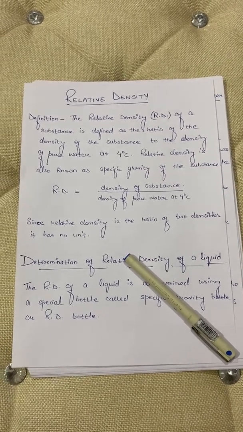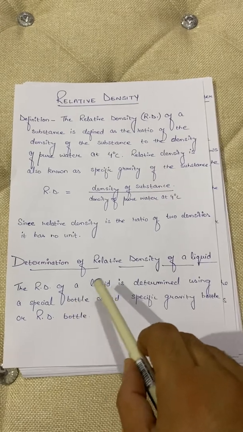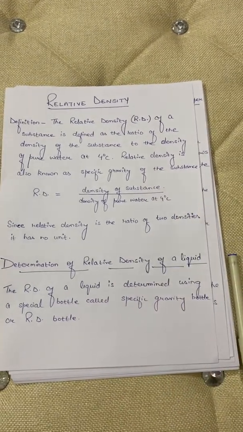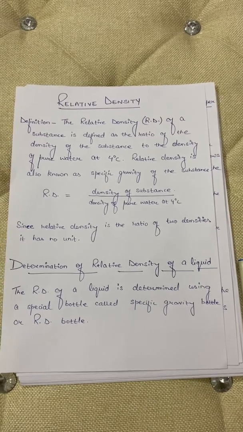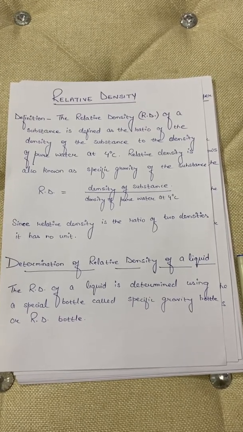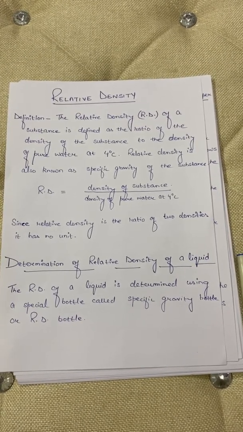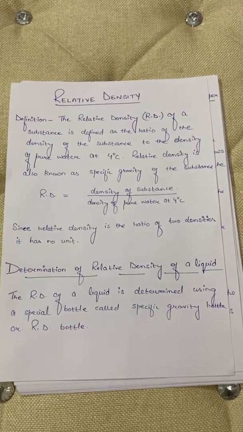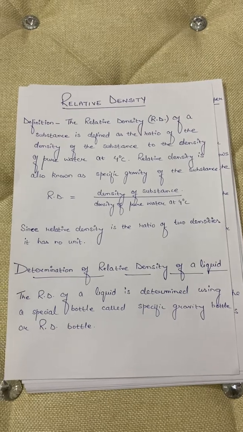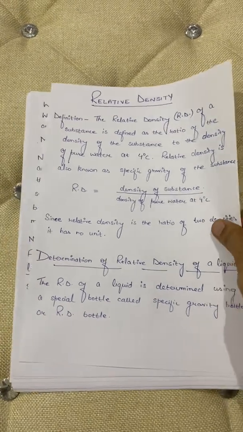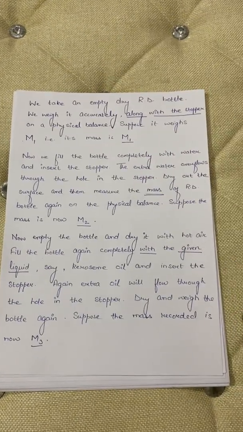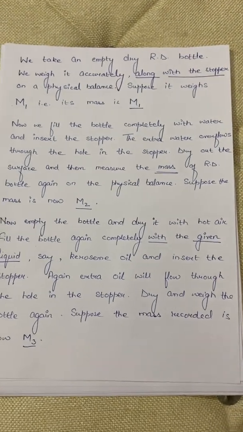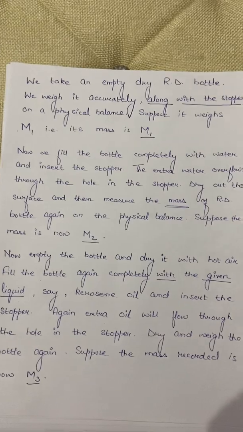Now, determining the relative density of a liquid. How do we find out the relative density of an unknown liquid? The relative density of a liquid is determined using a very special bottle, which is called a specific gravity bottle, or RD bottle. So we find the relative density by using a relative density bottle, or a specific gravity bottle. Let's take an example.